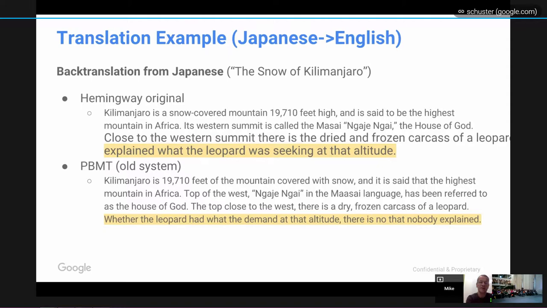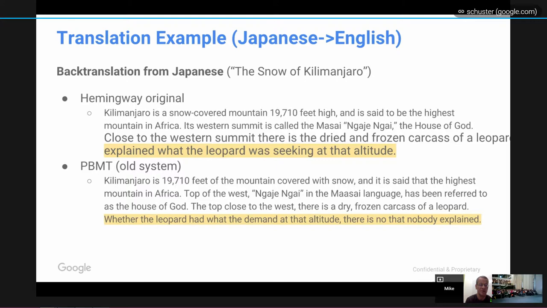So let's look at one example. This is from Japanese to English. Somebody in Japan discovered that we had launched a new system and was surprised that the result was so good. I'm not exactly sure what happened here to the font size, but let's look at the last sentence. This is a Hemingway original. Unfortunately, something went wrong with the font here. The original last sentence says, no one has explained what the leopard was seeking at that altitude. If we had put that into the old system, it would have translated to something like, whether the leopard had what the demand at that altitude, there's no that nobody explains. So this does not make any sense. And the old system had a lot of problems like this.